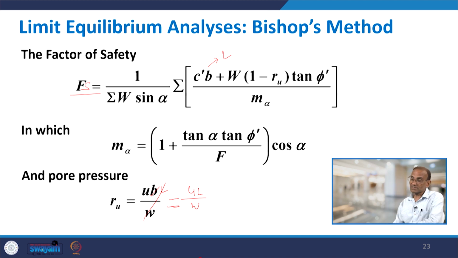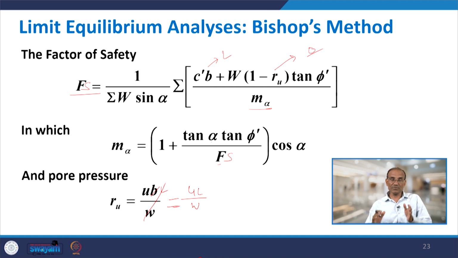So, that is the pore water pressure. If you do not consider any pore water pressure, then simply RU will be 0. RU is not required in the dry case, and you will have W tan phi only. But one factor, m alpha, comes in this equation, and for m alpha we use tan alpha tan phi divided by F, into cos alpha, where F is the factor of safety found from this equation. Alpha is again the angle which the slice is making, and phi is the angle of internal friction. So, this way it is done.